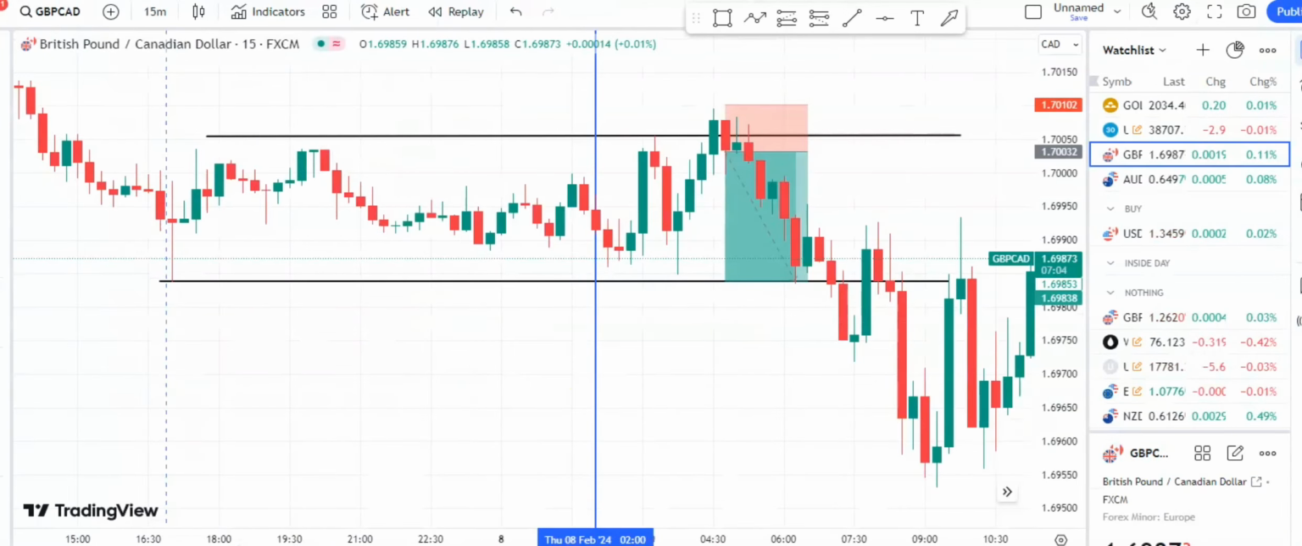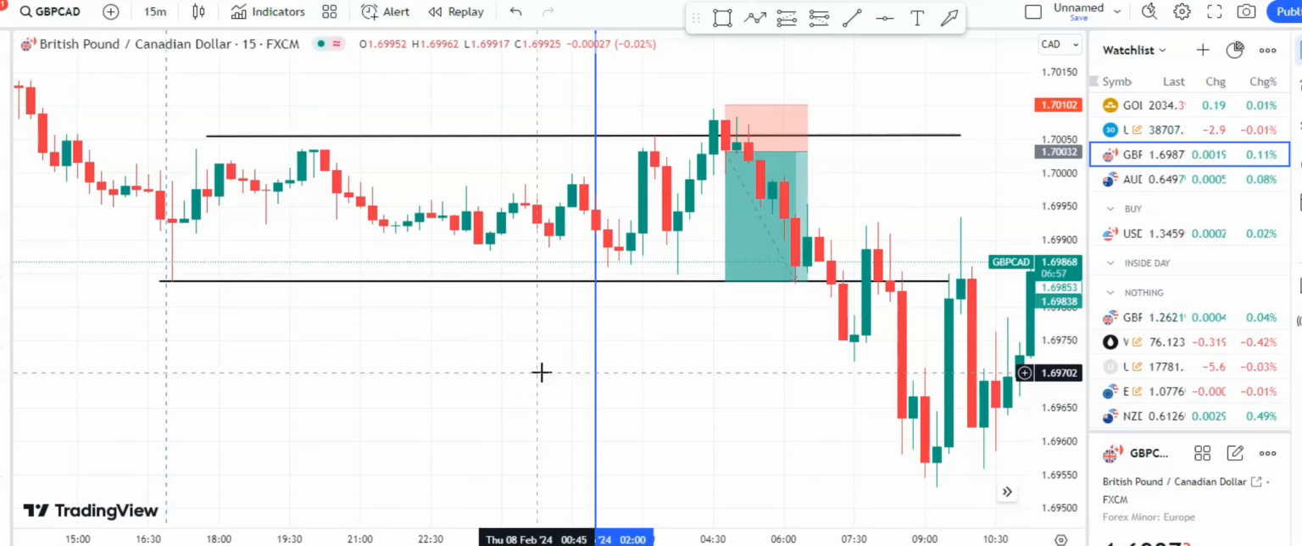So hopefully this strategy exposes how price action is very easy to read if you connect the dots.